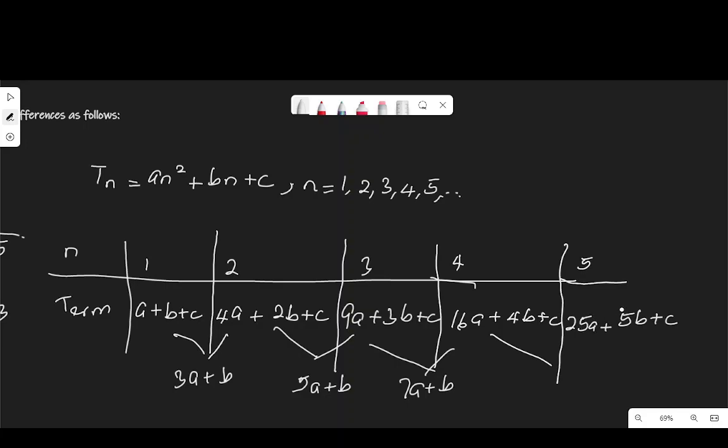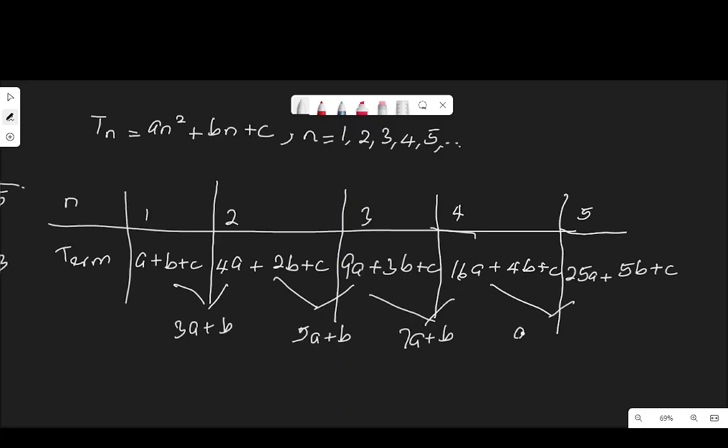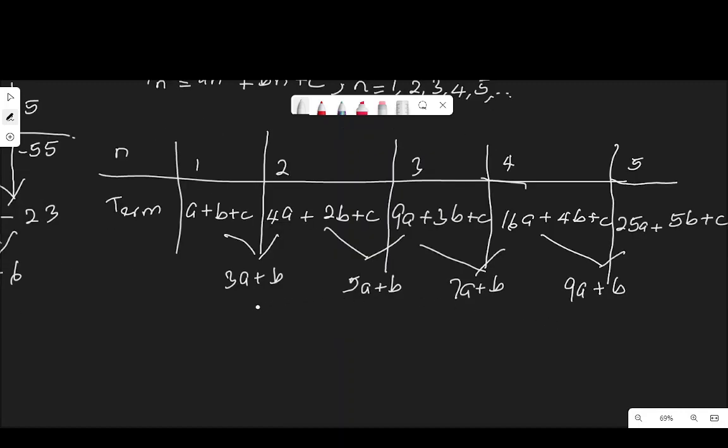Plus 5b plus c. That's what it's supposed to be there. So when I subtract them, I will have 9a plus b. Okay, that's the first order difference. Let's take the second order difference. This minus this is 2a, and this is also 2a. When we subtract this, we also have 2a.